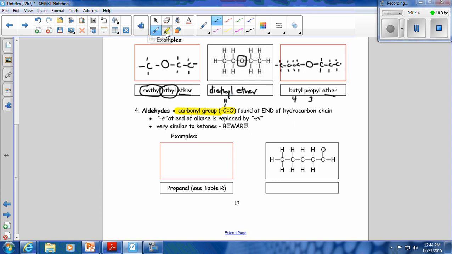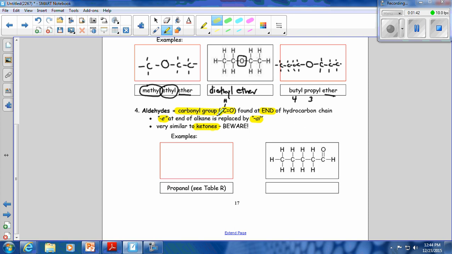Now, typically, with these aldehydes, the carbonyl group is going to be found at the end of a hydrocarbon chain. Nowhere in the center, always found at the end. The E at the end of the alkanes is going to be replaced with an AL. That signifies an aldehyde. Now, the key is this. Be very, very careful with the aldehydes. They are very similar to the ketones, which we'll talk about in a future podcast.